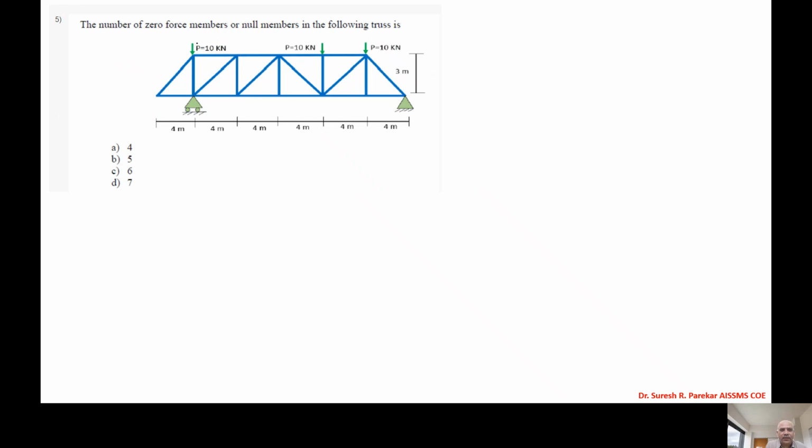Then we have the number of zero force members or null members in the following truss. As there is no reaction, no external force, at this joint both members are 0. Now here we can see we have 3 members, no force, no reaction, so these 2 are collinear, this becomes 0. At the joint we have the same situation, these 2 are collinear, so automatically this becomes 0. So we have 4 members where we have forces at 0. So we have answer that is A.